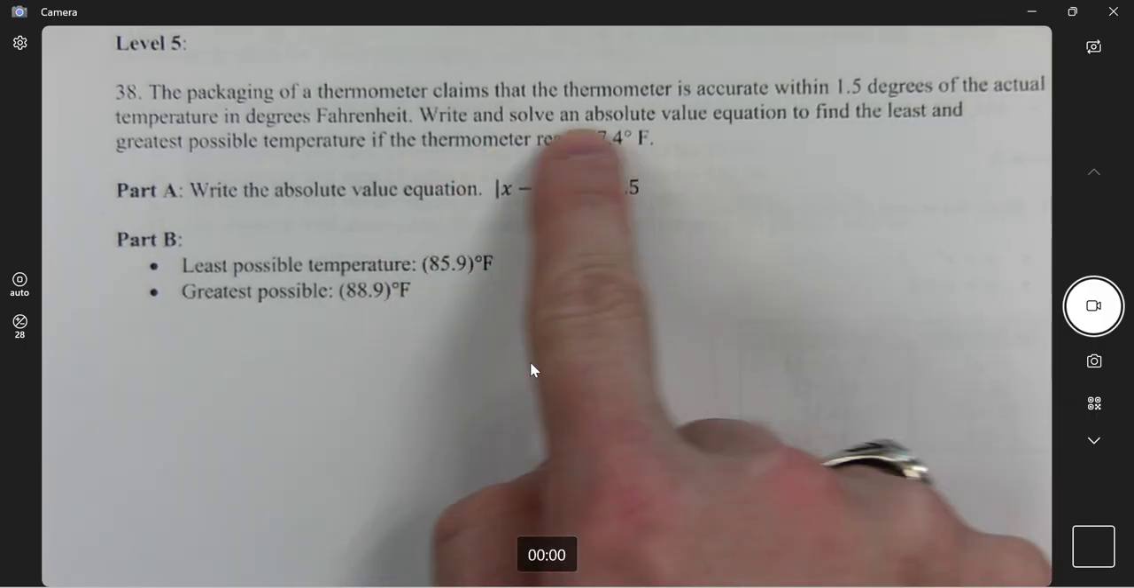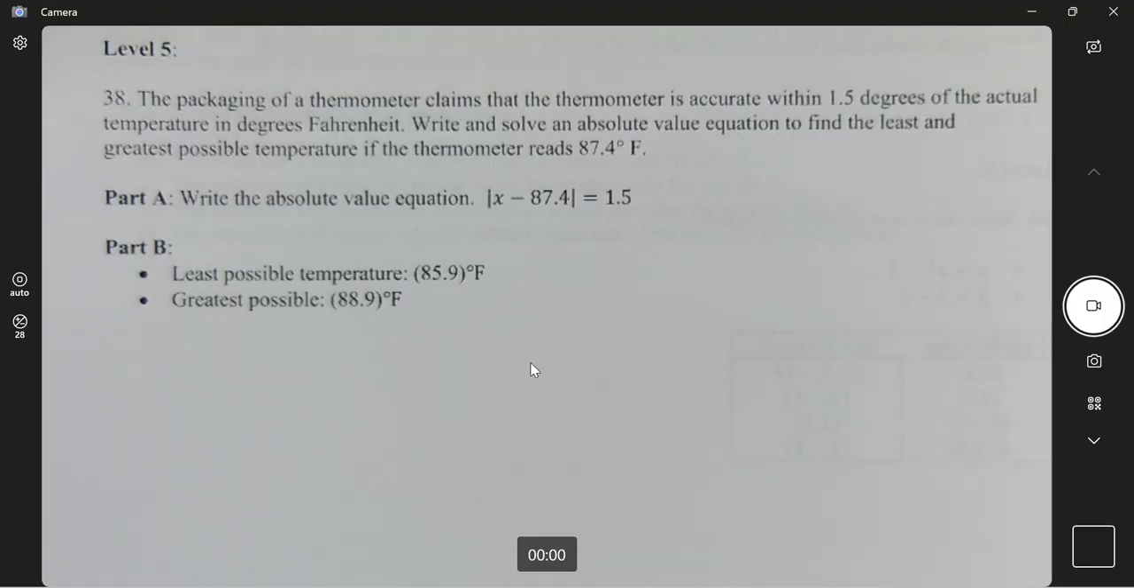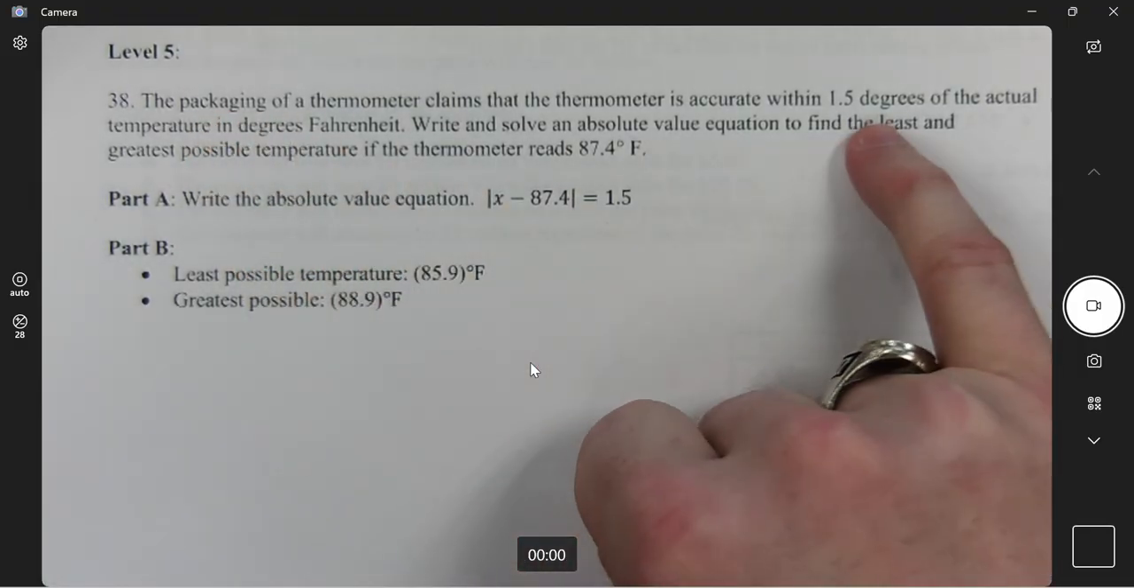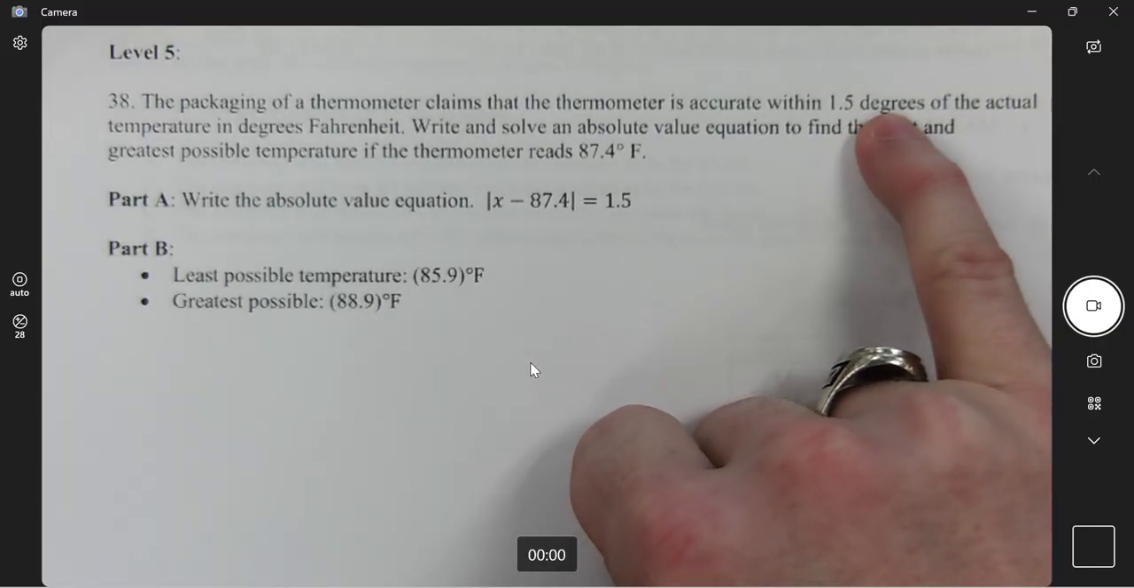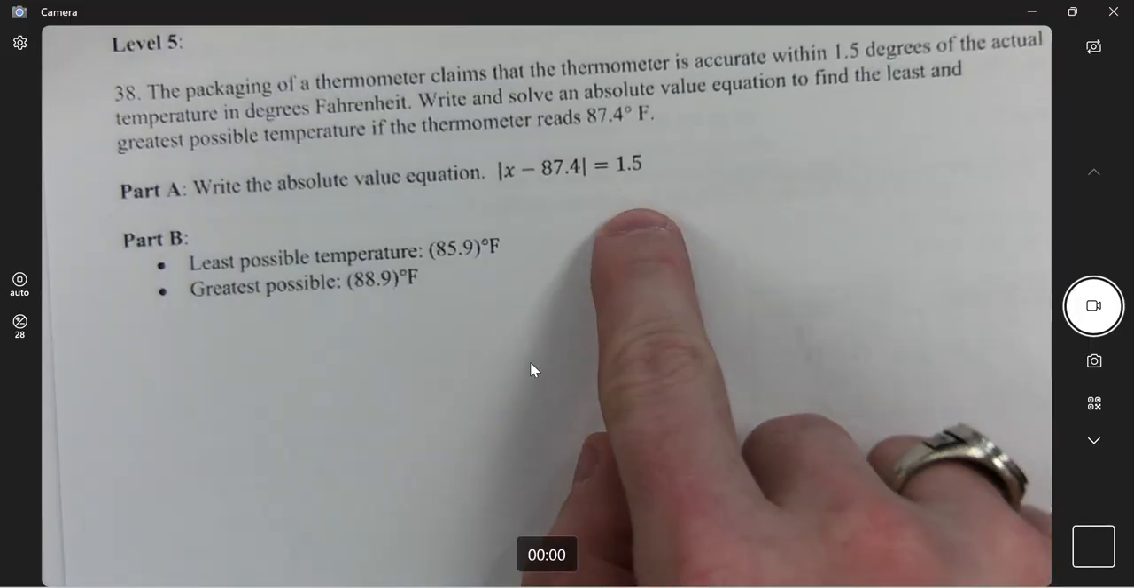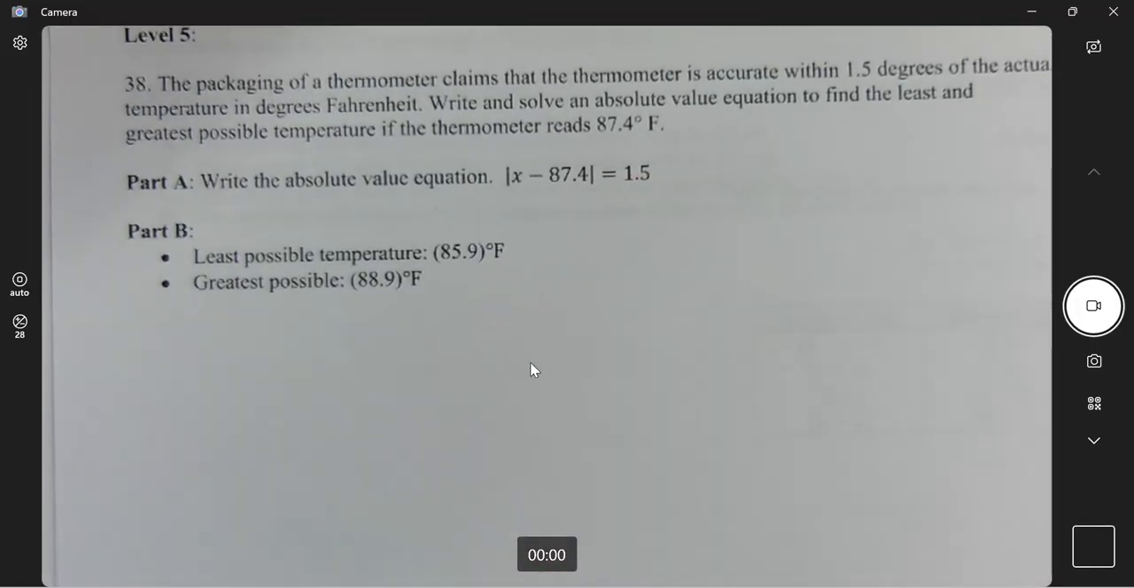The hard part would have been coming up with the equation. But anytime you talk about something is within a certain number and it doesn't say up or down, you must use absolute values. And the difference of what you're talking about would always go there.